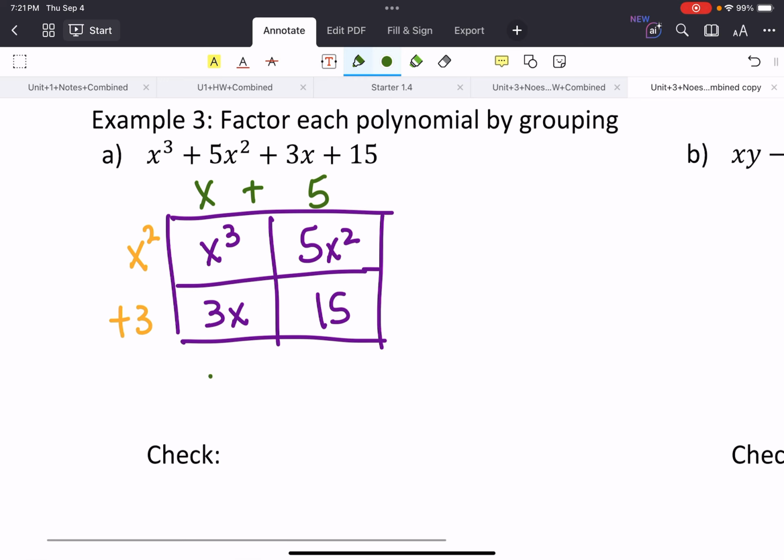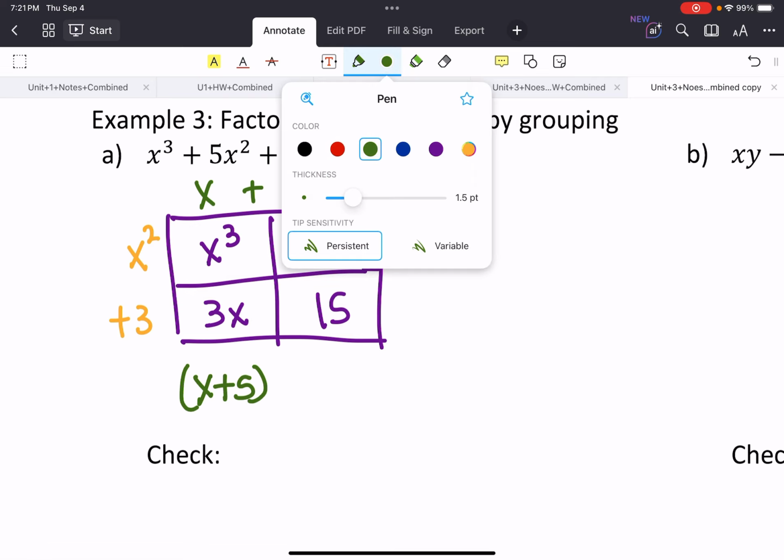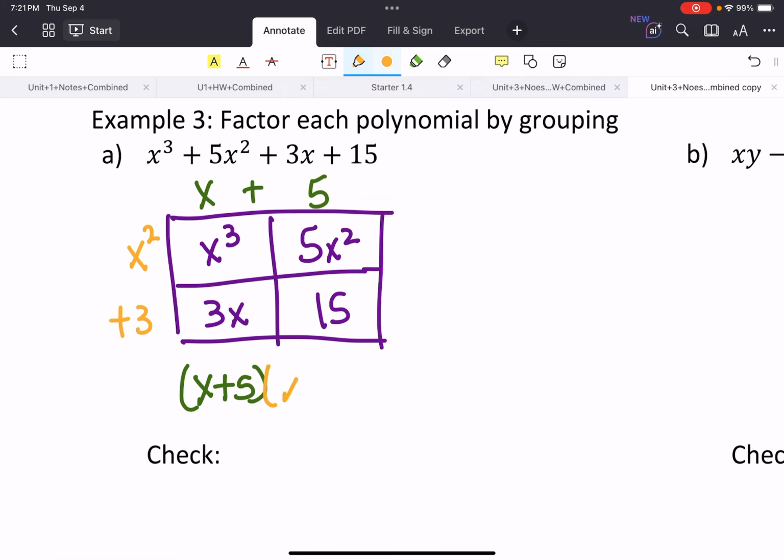So then we just write the factors. It doesn't matter which order you put them in. You could put the side first. I put the top first, but you can change it.